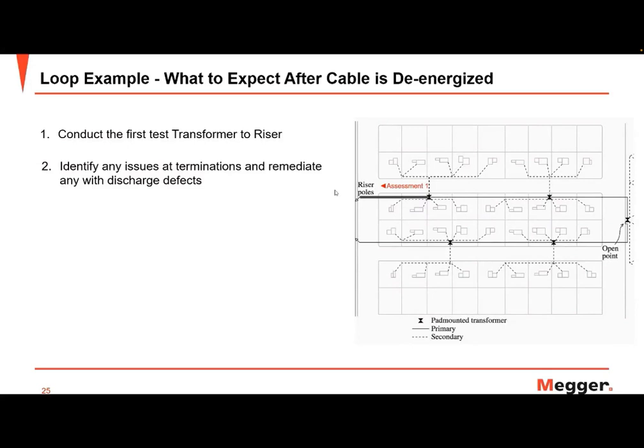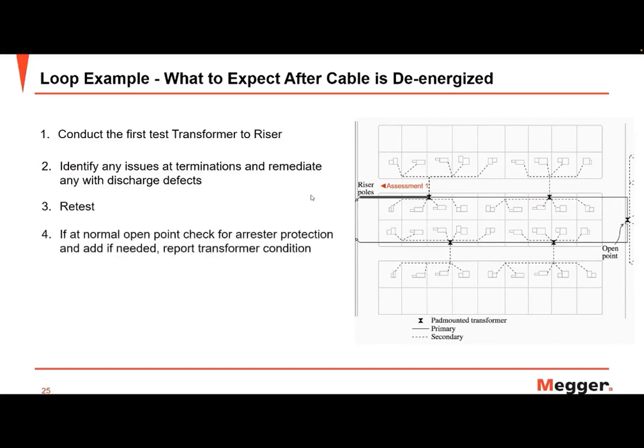That's those local issues that Charles had mentioned in the first part of this presentation. And we're going to retest if that happens. While we're there, and if we're at the normal open point, we're going to check for arrestor protection and install it if needed. We're going to report transformer condition. That could be if we see a leaking bushing, for example, we're going to report it. If we see that the pad mount has subsided or it's crumbling, then we might as well report that. That's typical O&M maintenance, but why not report it right here, because we're at the asset anyway. So this is ancillary information, if you will.